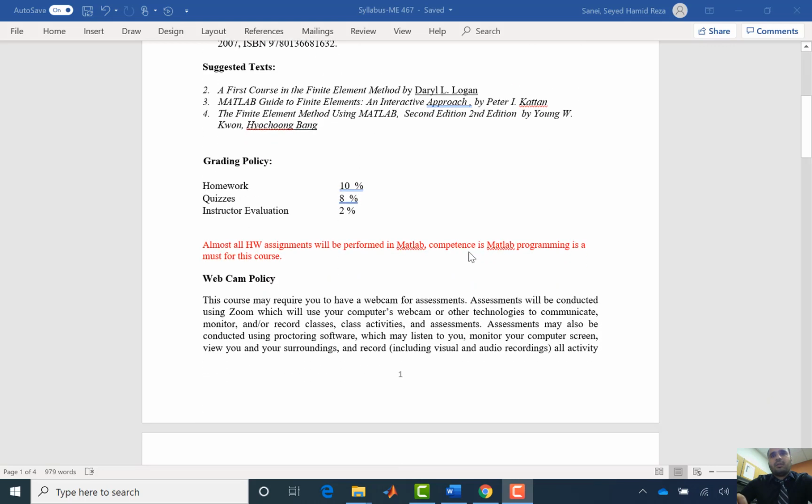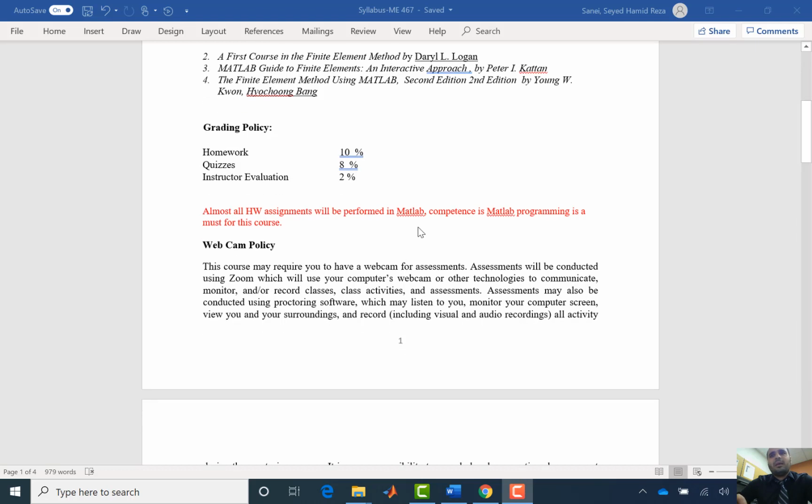So the grading policy: this course has 20% of your total grade, and that would be divided between homework and quizzes. Then I put 2% for instructor evaluation, which I usually use for class participation. It's an online class, an asynchronous class, so participation would include your participation in answering questions posted on Canvas in a discussion format.